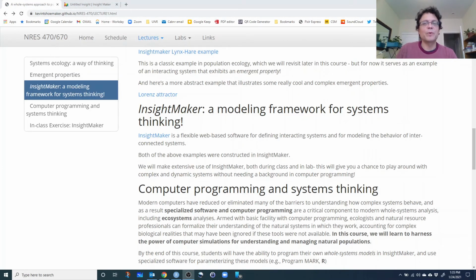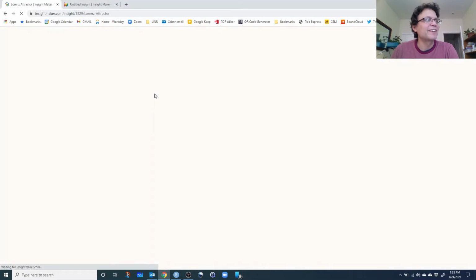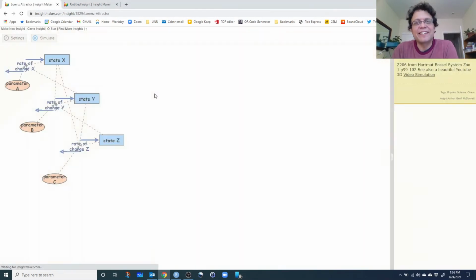And just one more example of an emergent property. This one isn't from ecology at all. This is from systems dynamics and mathematics, but it is kind of interesting just to look at because we can again see a relatively simple system here that ends up with some fairly complex emergent properties.